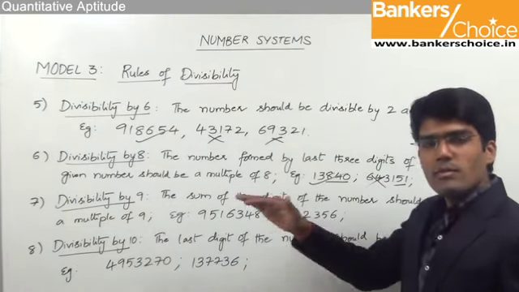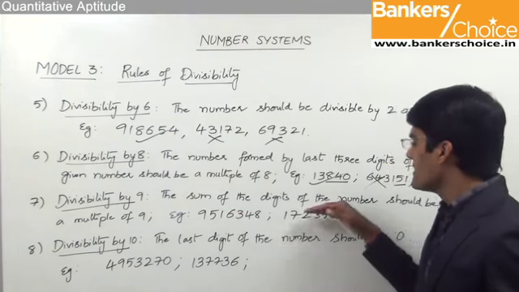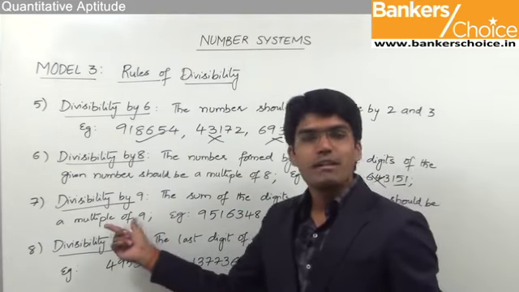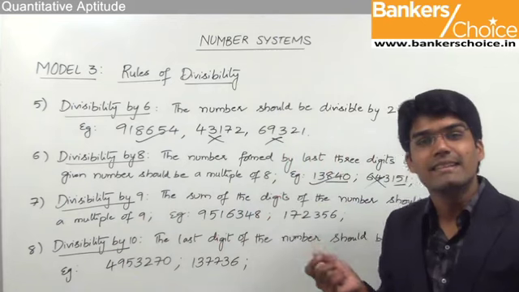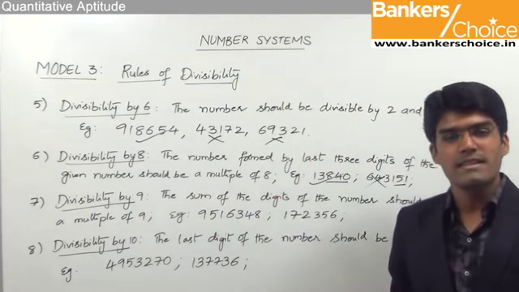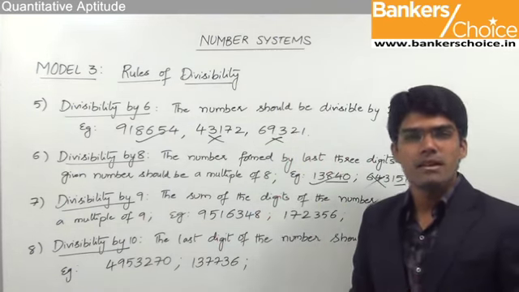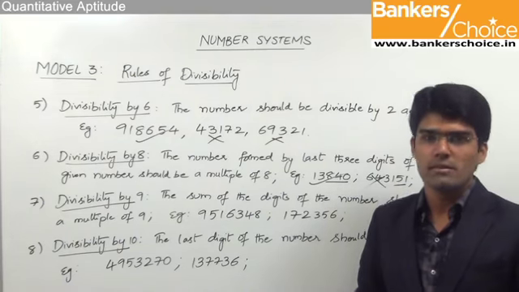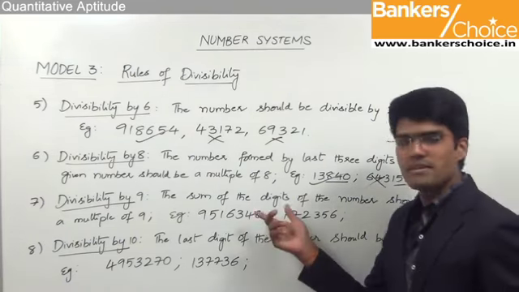Now, for a number to be divisible by 9, the sum of the digits of the number should be a multiple of 9. So that's exactly like 3. In case of 3 as well, we see that if the sum of the digits is a multiple of 3, then the number is divisible by 3. Let's take some examples to understand this.